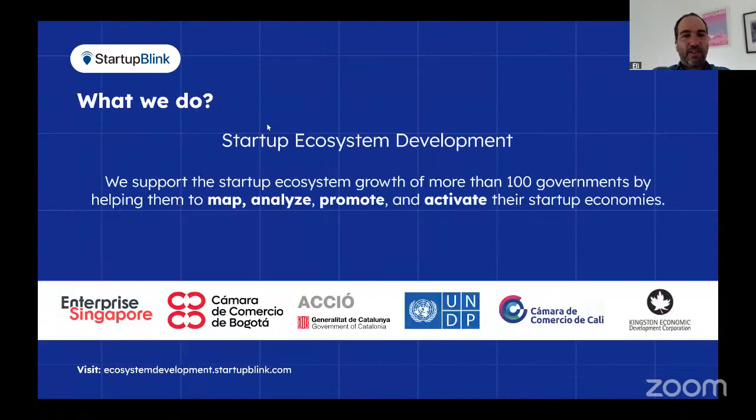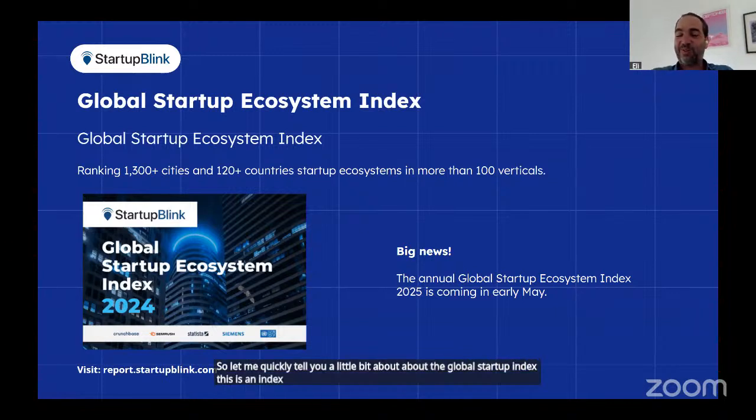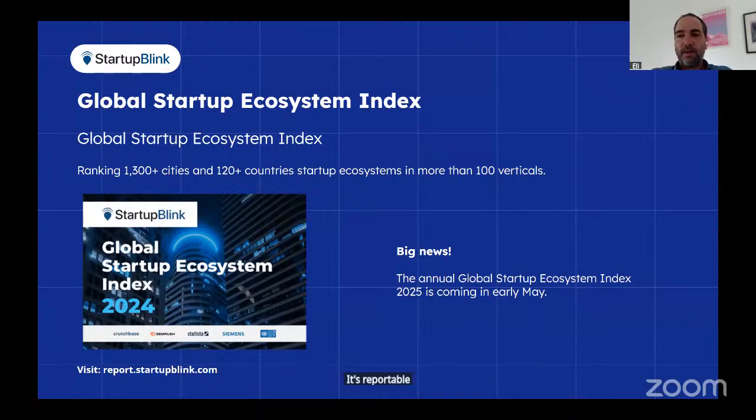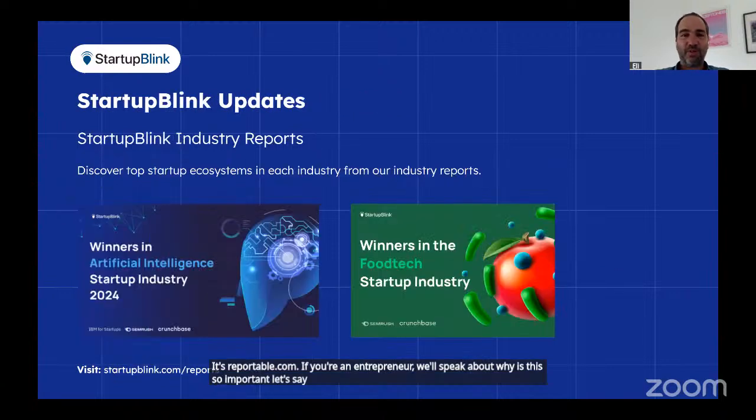So let me quickly tell you a little bit about the Global Startup Ecosystem Index. This is an index that ranks all the countries, all the cities. It's a free report available for everyone. It's report.startupblink.com. If you're an entrepreneur, we'll speak about why it is so important to pay attention to which ecosystems are the best.